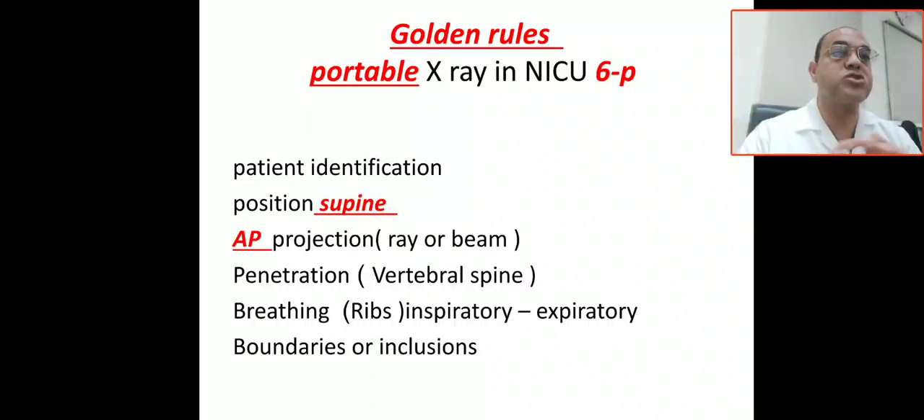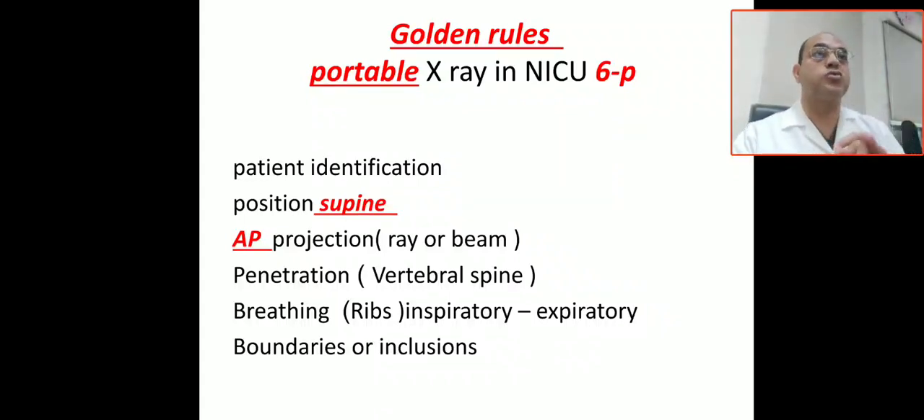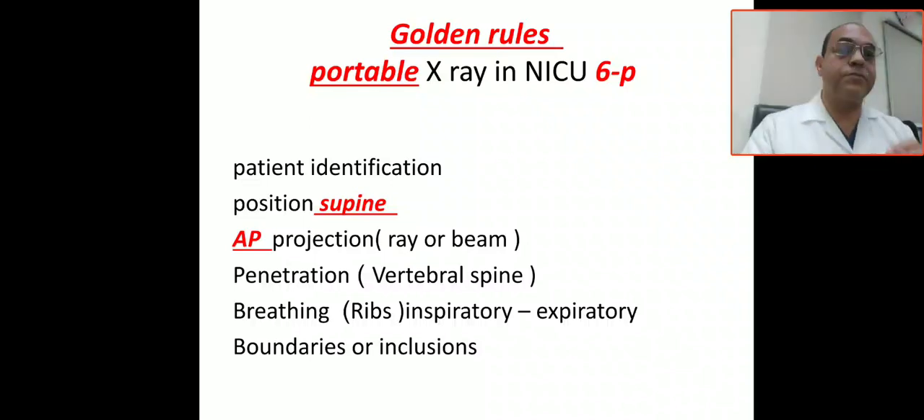We said 6 Ps. Patient identification will be present all the time in NICU, with proper documentation for that. The second issue is the position of the baby. It will be supine all the time because the baby cannot stand or sit.